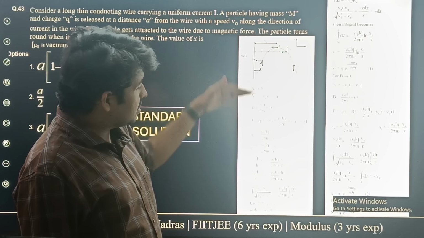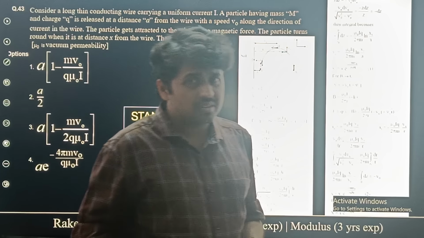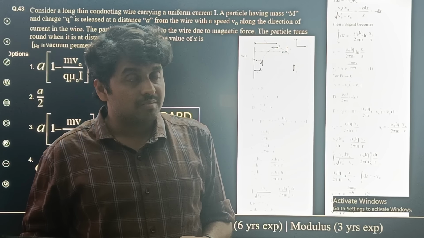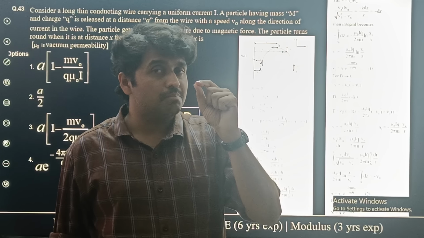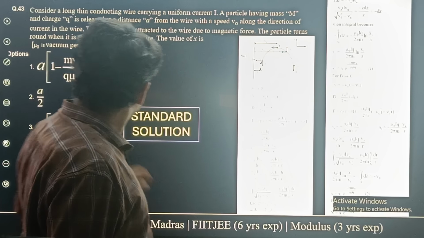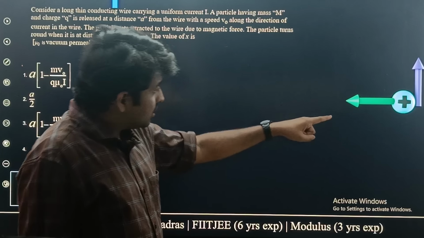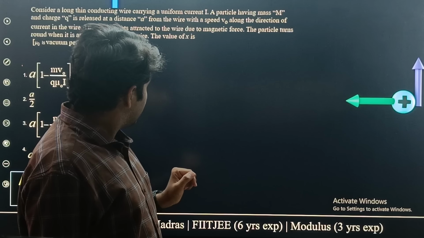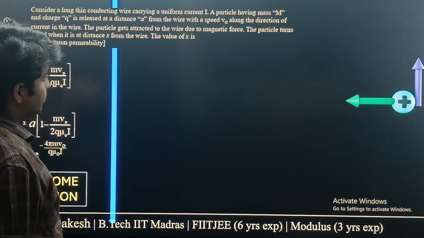You can see that this is a lengthy process, requires long integration, lots of steps. There is a large probability of making silly mistakes. So now I'm going to show you an awesome solution wherein we can complete our question in just a single step. So this is the charge. Initially it is at a distance a from the wire. Let us see what happens next.